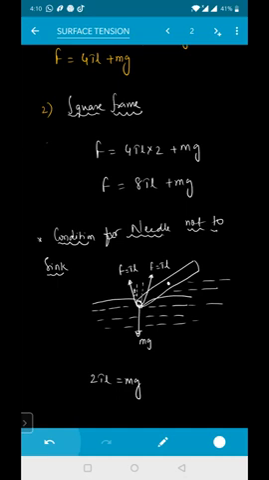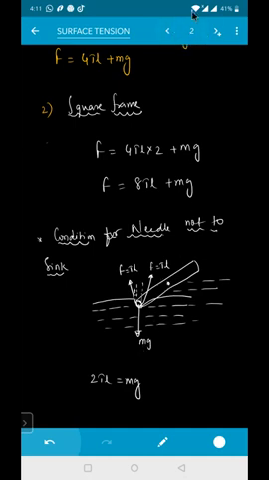Clear? This surface tension is because of the liquid, so it exerts force along the tangent to the surface, making a very small angle. The angle is very, very small, and that is the reason we are neglecting it. So the upward force will be T into L on this side and T into L on that side. That means the total force will be 2T into L, which balances the weight of the body, that is mg in the downward direction. Is it clear?